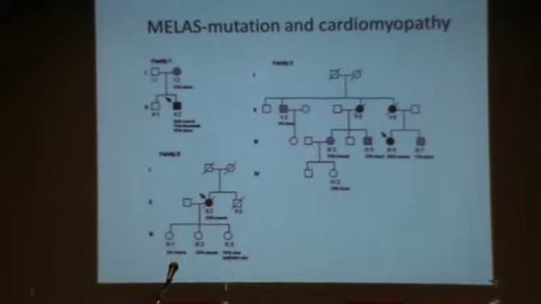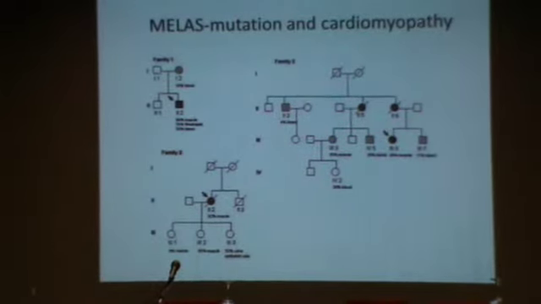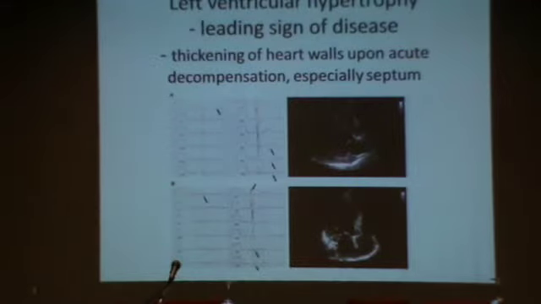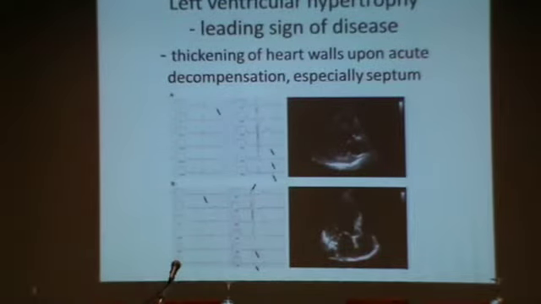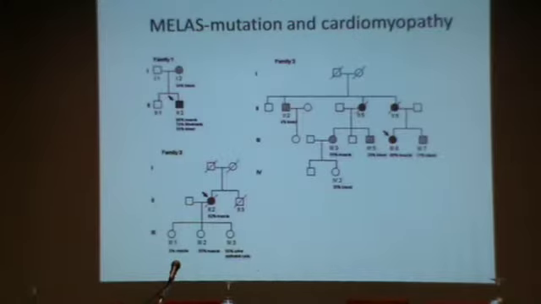We then collected a few families who showed this kind of cardiomyopathy. This is the index patient here, and she told that her mother died acutely in an intensive care unit of cardiac arrhythmia and decompensation of the heart. Then we studied in detail everybody who wanted to contribute to the study, and also did echocardiography of them, so we looked at the asymptomatic carriers of this mutation. The common feature was that there were signs of left ventricular hypertrophy in those who had the MELAS mutation.